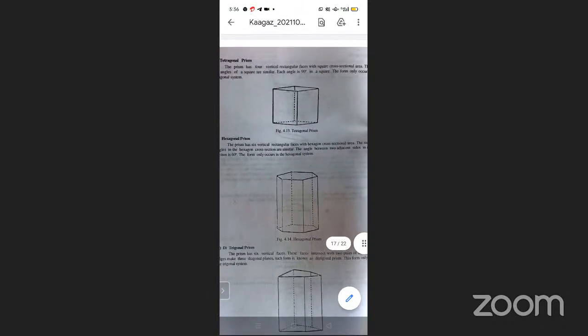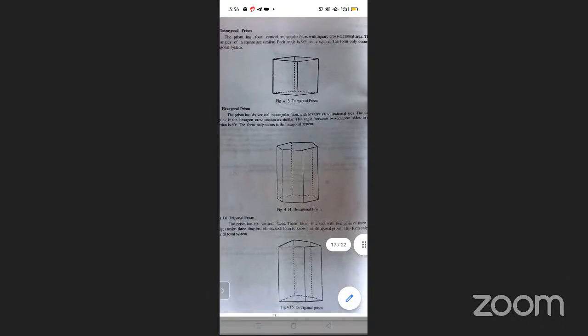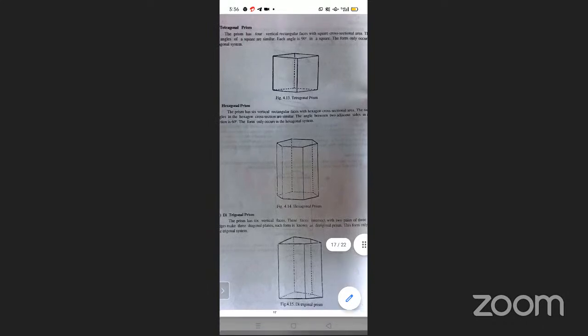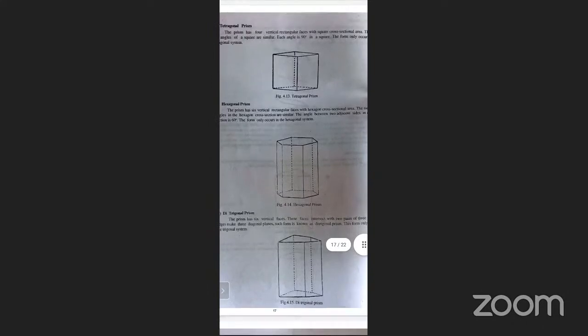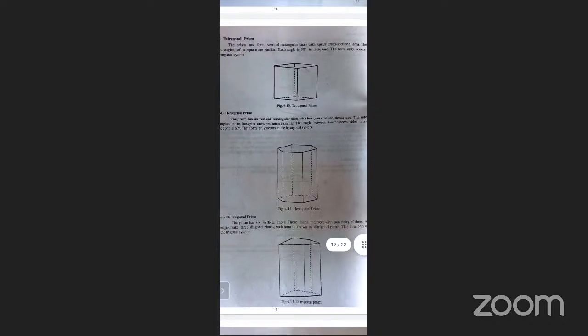The next one is a hexagon. In a hexagonal prism, it has 6 vertical rectangular faces. You see, 1 this side, 2, 3. And the front side is appearing as 3 faces, and the back side, the other side, has 3 faces. So that's 3 plus 3, so 6 faces.